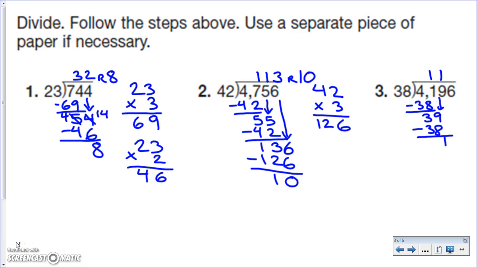Next, we're going to bring down the 6. And 38 cannot go into 16. So what we need to do is above the 6 in the quotient, we need to put a 0. And then we have a remainder of 16. So our answer is 110, remainder 16.